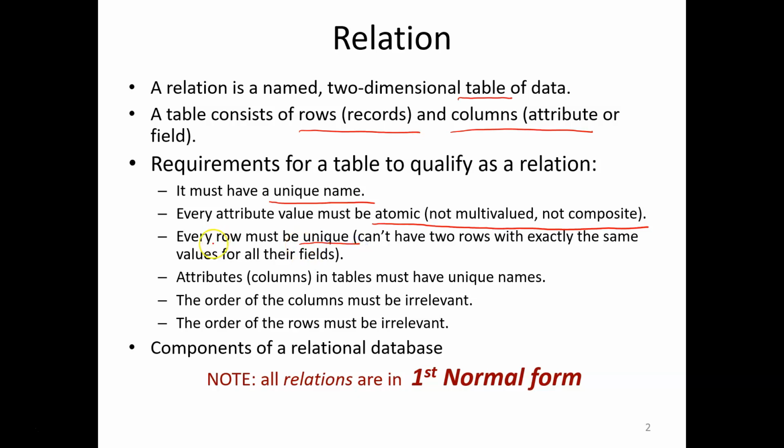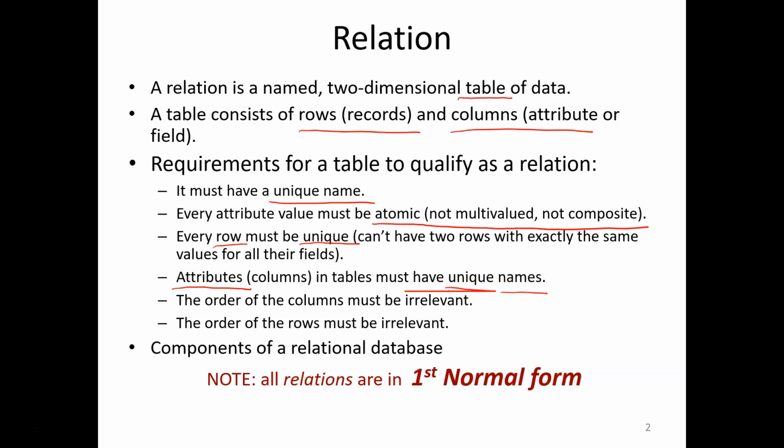The third requirement is that every row must be unique. In a database table, for example, student table, each row in the student table must be unique. It's unique because there is a primary key that's unique for every record. The fourth requirement is that attributes in tables must have unique names. Every field in this table must have a unique name. You cannot have two fields with the same name.